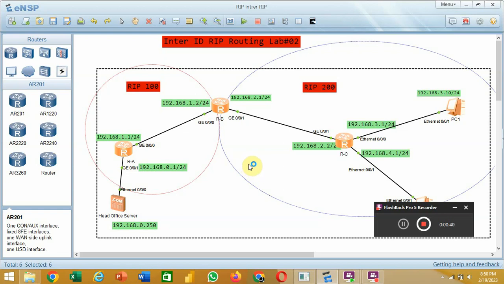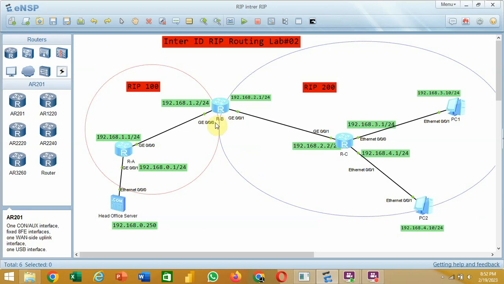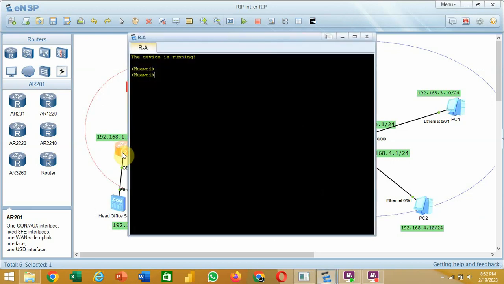The head office server is connected with router A, whose process ID is RIP 100, and the PCs which are connected with router C have RIP process ID 200. We first configure IP addresses on all the devices. I already configured the IP addresses. And the second step, let's start on router A.